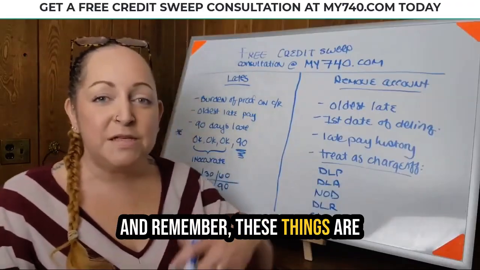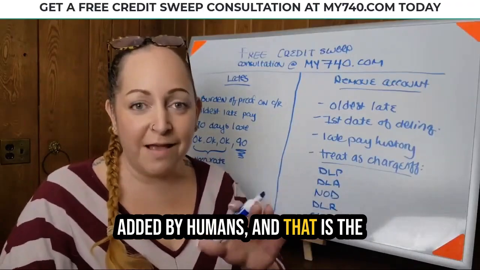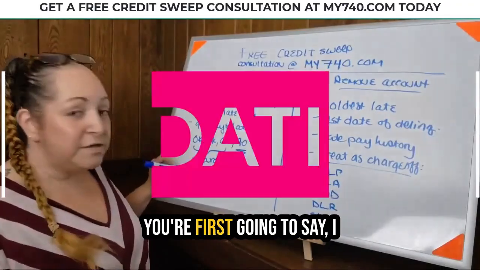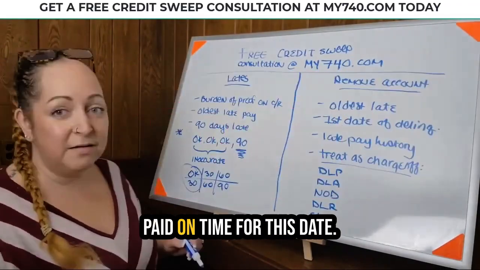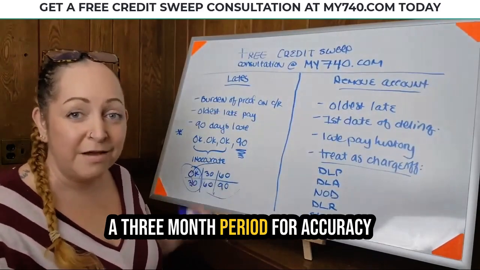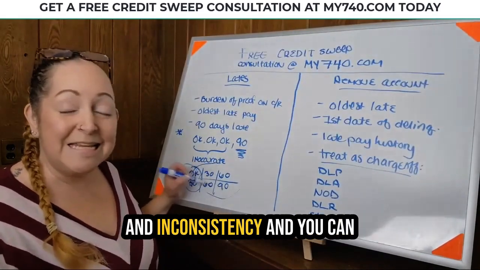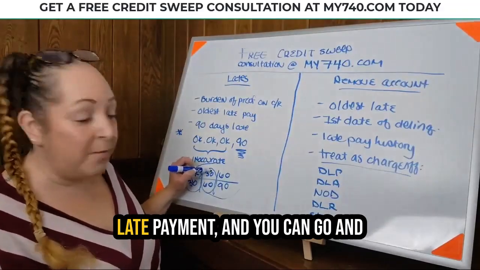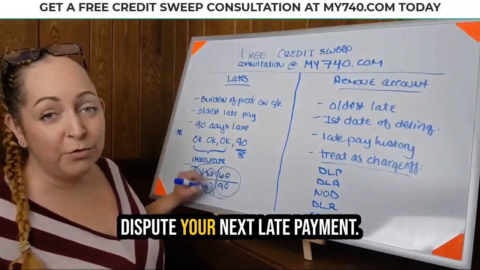And remember, these things are added by humans, and that is the reason that you're seeing this information all over the place. You're first going to say, I paid on time for this date. Remove these late payments within a 3-month period for accuracy and inconsistency. And you can go and dispute that next late payment, and you can go and dispute your next late payment.